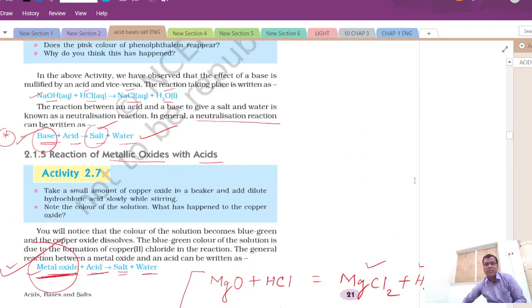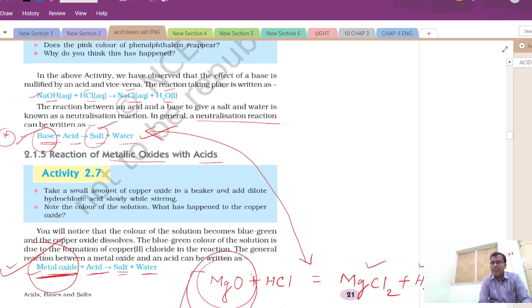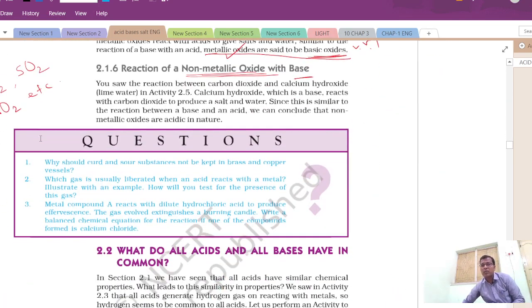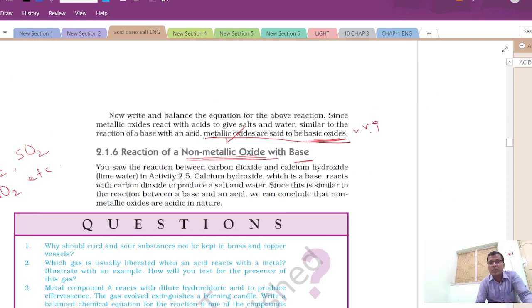as you can see here, you can see these equations, match this equation with this. What similarity is seen here? Base and acid reacting and forming salt and water. Here also magnesium oxide, that means metallic oxide, is reacting with the acid and forming salt and water. That is why a metallic oxide such as magnesium oxide and calcium oxide are called basic oxide. These are called basic oxide. So please remember, this is very important. Metallic oxides are called basic oxide.